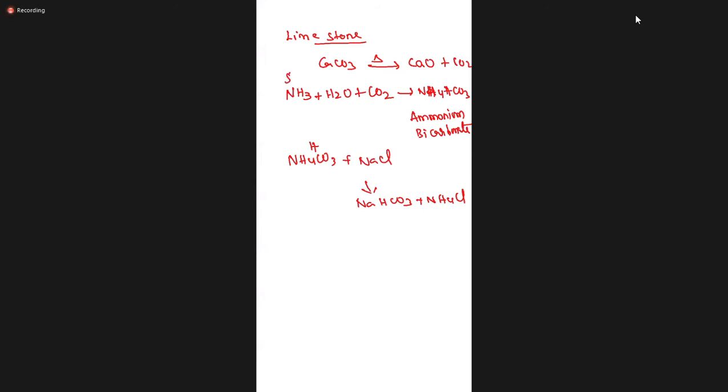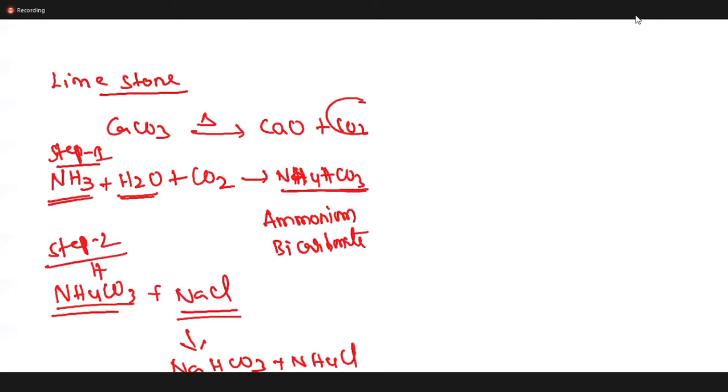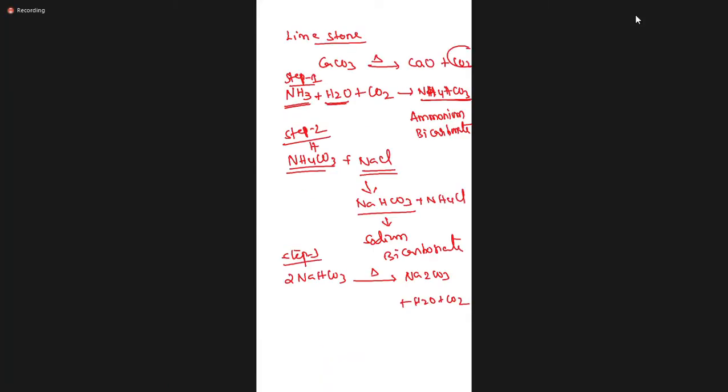This is the second step. This is step 1: ammonia reacts with water and carbon dioxide to give ammonium bicarbonate. Further, that ammonium bicarbonate reacts with NaCl and sodium bicarbonate forms. This is step 3: 2 moles of sodium bicarbonate on heating give rise to Na2CO3 plus H2O plus CO2. This is the byproduct, and Na2CO3 is the main product of Solvay's process. This is called sodium carbonate, otherwise washing soda. That is called Solvay's process.